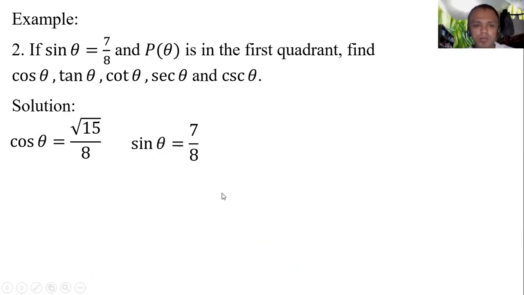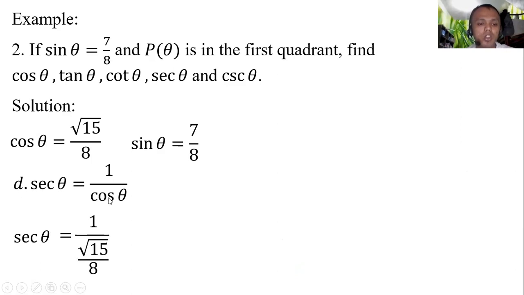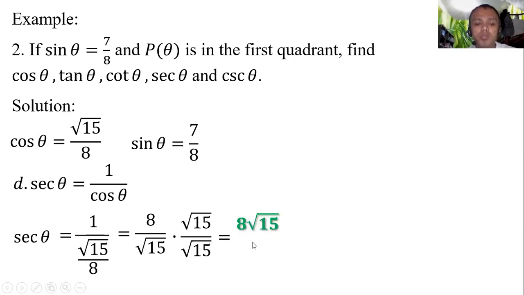Next, secant theta naman. Your secant theta is equal to 1 over by cosine theta. Okay? So your cosine theta is square root of 15 over by 8. We have 1 over by square root of 15 over by 8. Now get the reciprocal. Then we have 8 over by square root of 15. Multiply it by, rationalize natin. 8 times square root of 15 is 8 square root of 15 over by square root of 15 times square root of 15 is 15. So ito yung magiging secant theta natin.